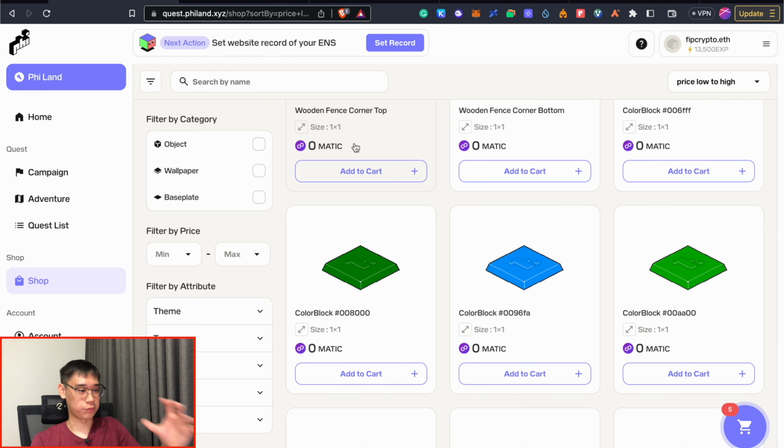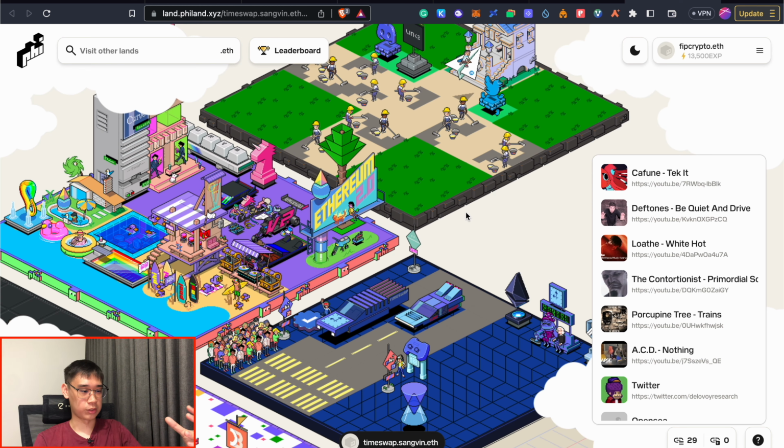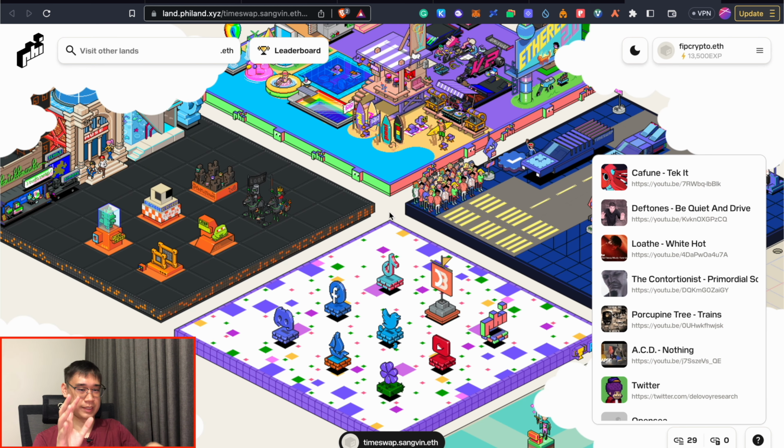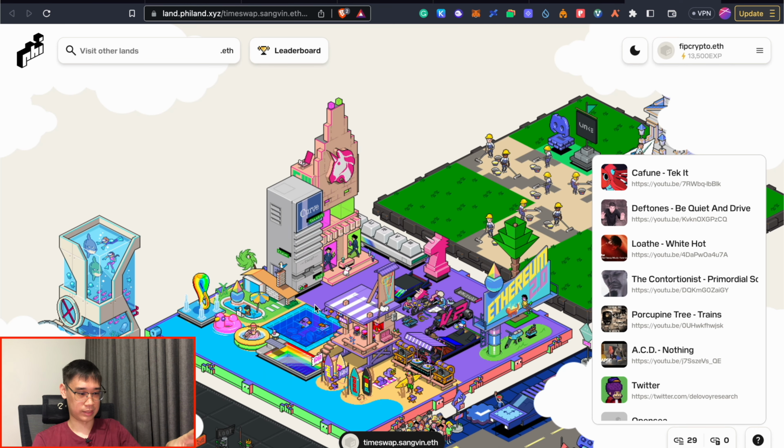Now that we have all of these different objects, the next step is to place them all into our own Phi Land. So I came across this Phi Land that looks really cool, as this wallet holder linked multiple lands together, where each of these different lands signify a different part of their Web3 journey, where, for example, this one is all of his social profiles, and this one I believe is all of the different activities that he has performed on the Ethereum network.